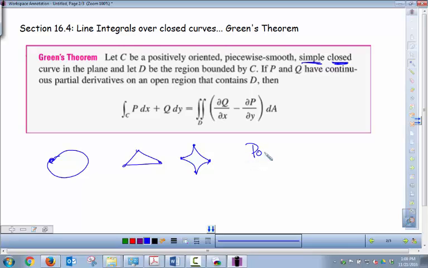So positive orientation is going to be counterclockwise. Now, for a two-dimensional curve, that's easy enough to identify. It's a closed curve, so when they say positively oriented, you just imagine that curve going around in a counterclockwise direction. So for any of these examples over here, the idea of counterclockwise seems pretty clear.